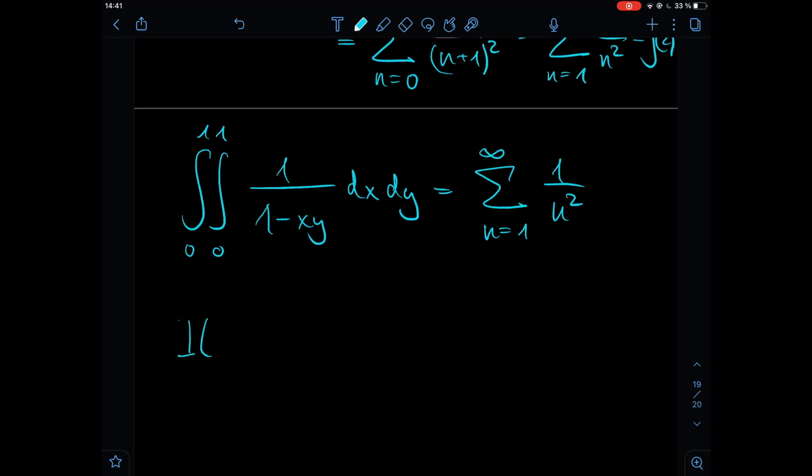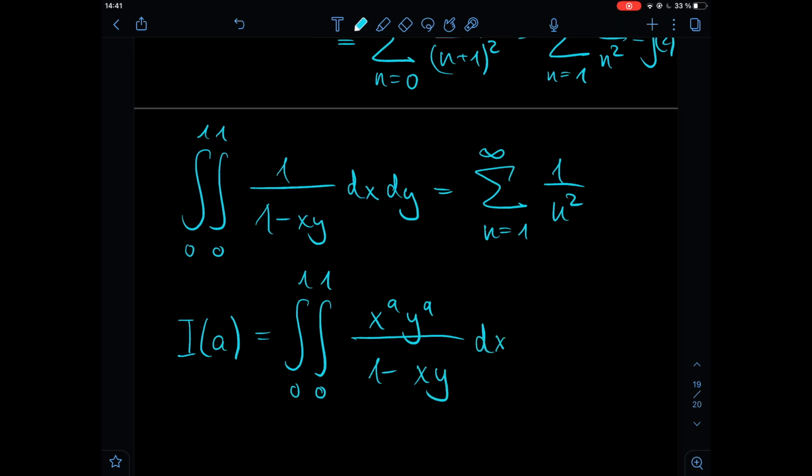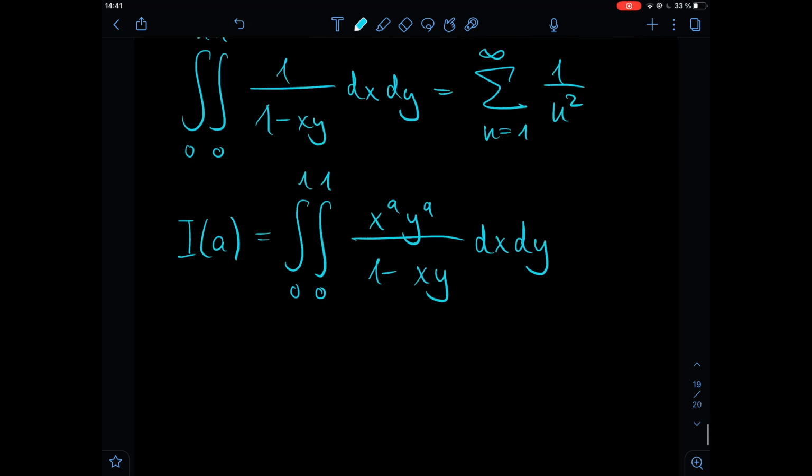We say that our function I of a, with a being the Feynman parameter, is still the integral, and here we have x to the power of a, y to the power of a, divided by 1 minus xy, dx dy. As you can see, if we set a to 0, then we have x to the power of 0 times y to the power of 0, and this is just 1, so we get the exact same integral. So by setting a to 0, we get our original integral back.